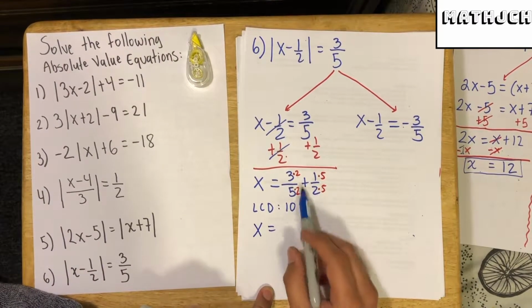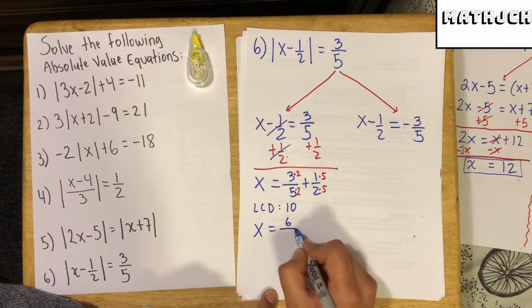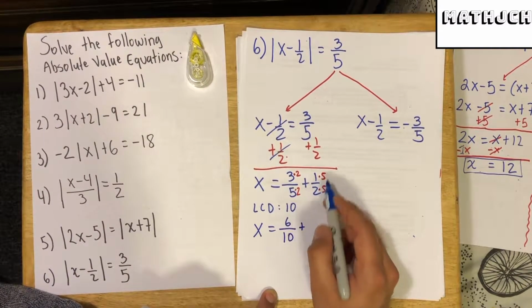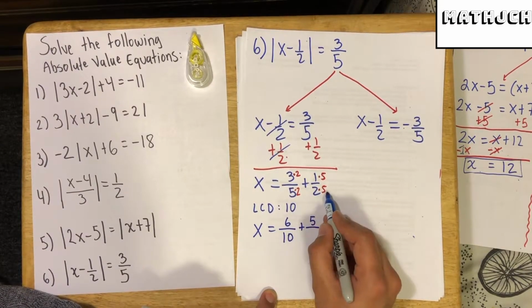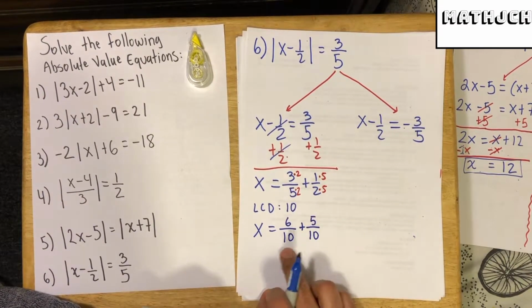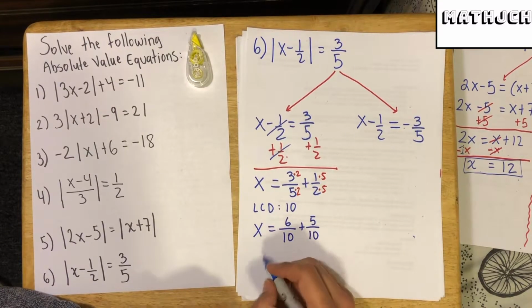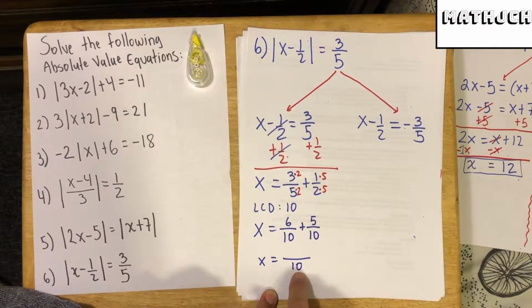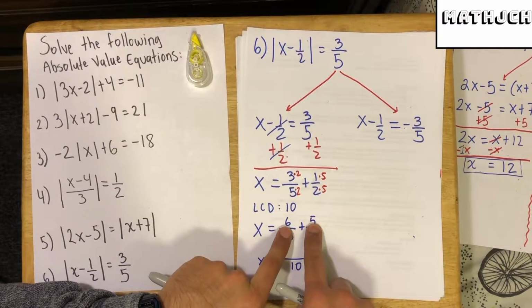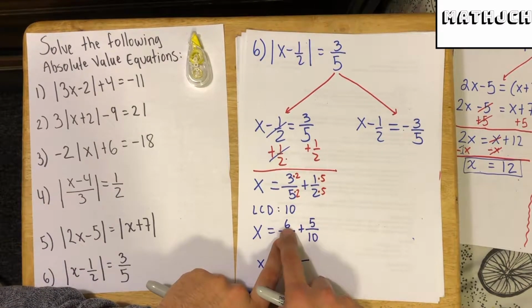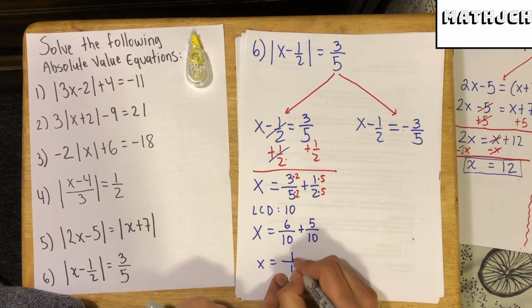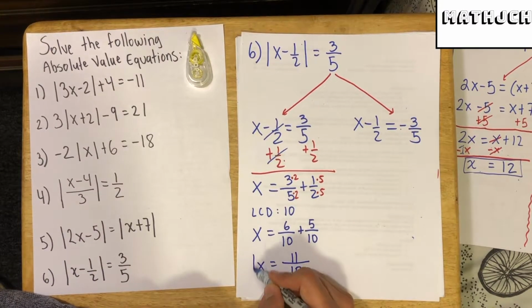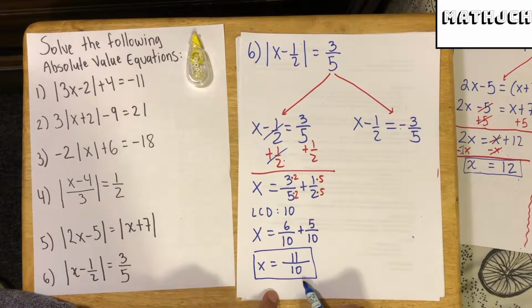Therefore, I'm going to have 3 times 2 will give me 6, 5 times 2, that will give me 10, plus 1 times 5, 5, and 2 times 5, 10. Now I have the same denominator. All I have to do is write down one of them and combine the top numbers, or the numerators. That'll be 6 plus 5. That'll be 11. Since 11 and 10 cannot be simplified, that will be one of the solutions to this problem.